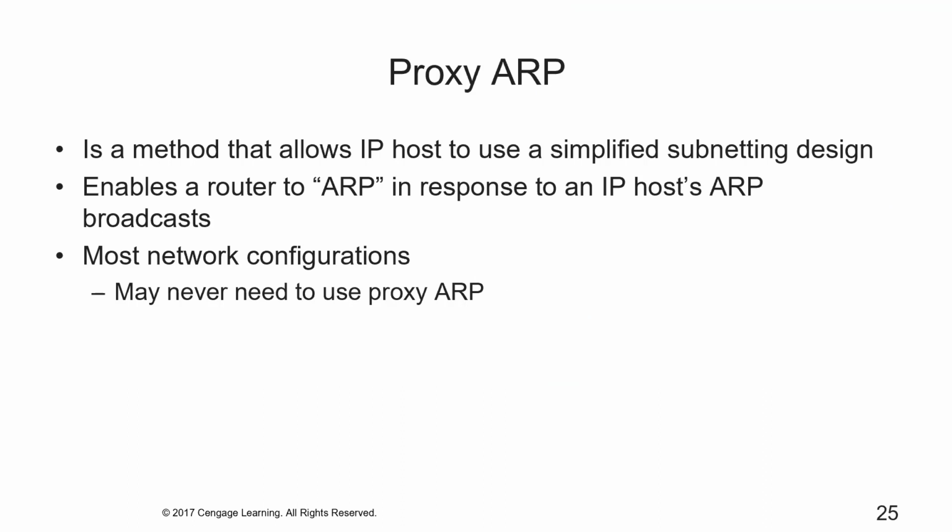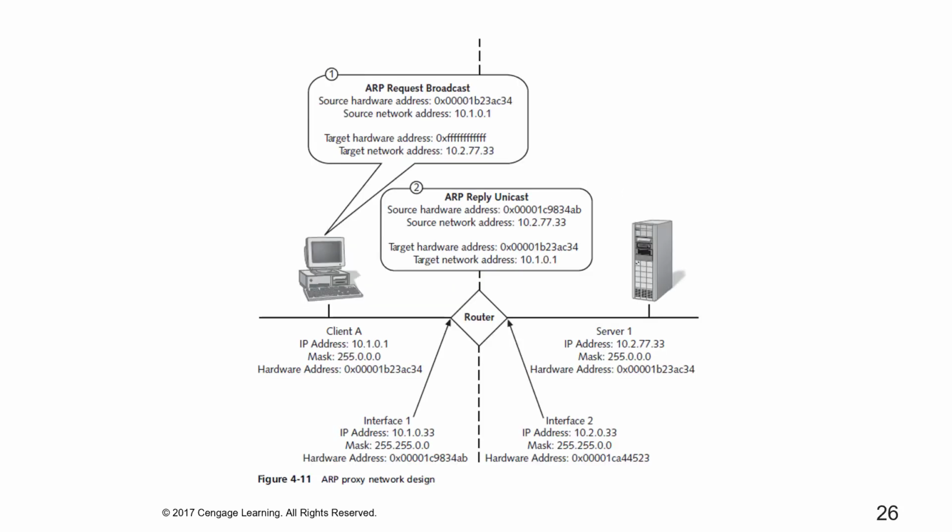So Proxy ARP is a method that allows IP hosts to use a simplified subnetting design. It enables a router to ARP in response to an IP host ARP broadcast. Most network configurations may never need to use a Proxy ARP. Here is an example of an ARP proxy network design.